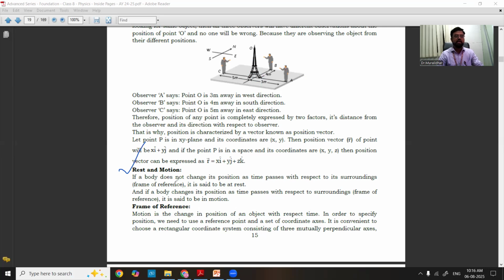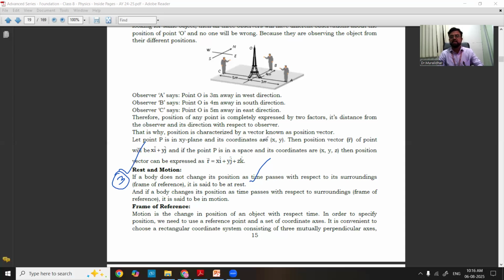Point number 3: if a body does not change its position as time passes with respect to its surroundings, it is said to be at rest. Suppose you kept your physics textbook on the table and forgot to put it in your bag and went home. Next day when you came back, the book is there only. Then the book is at rest. If the book is not there, it is motion. Somebody stole it.